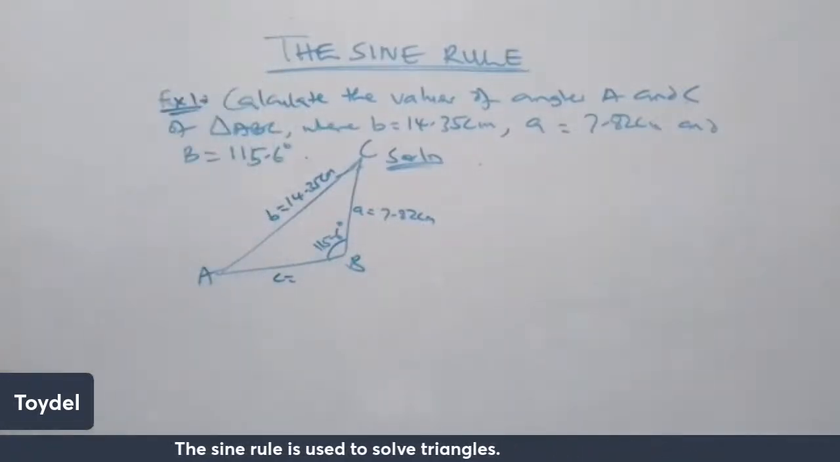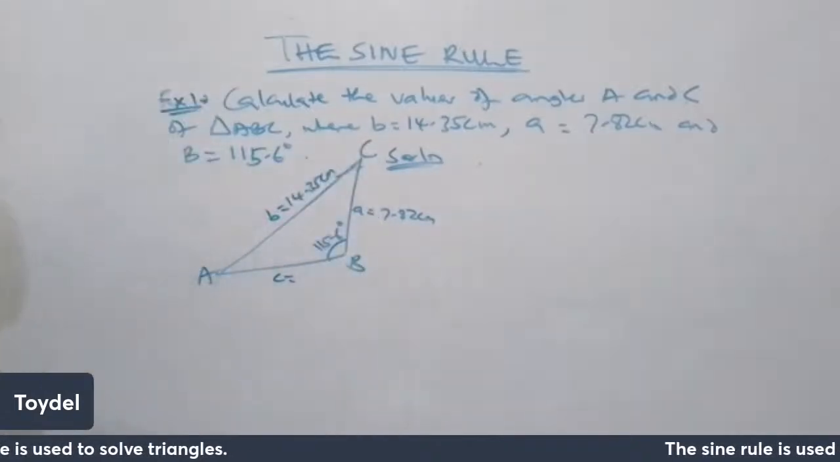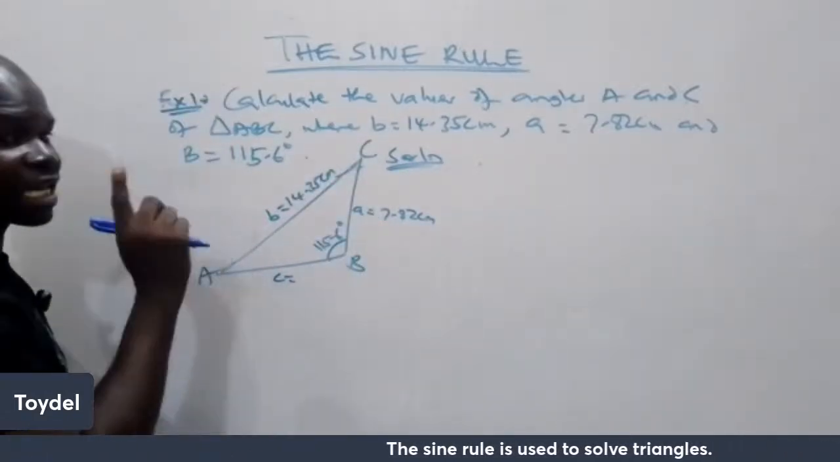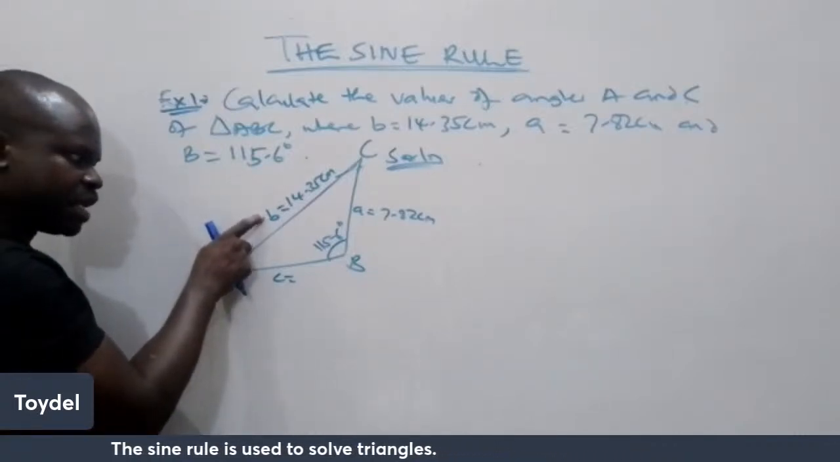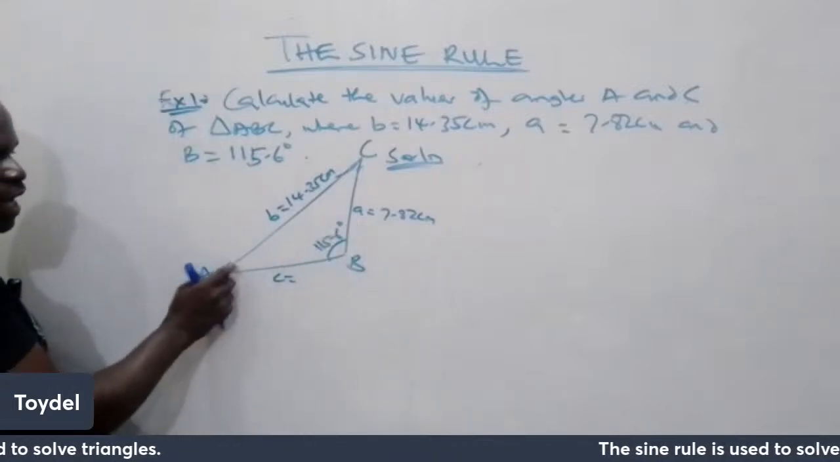So we are asked to calculate angle A and angle C. The first thing we can do is, we know side b, we know angle B, and we know side a. Automatically we can find angle A.